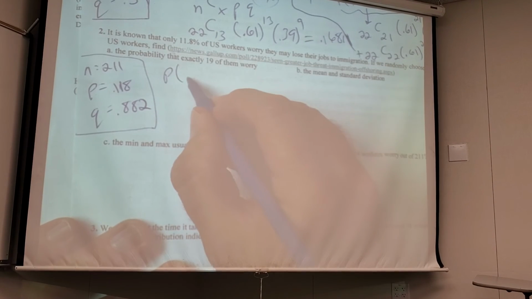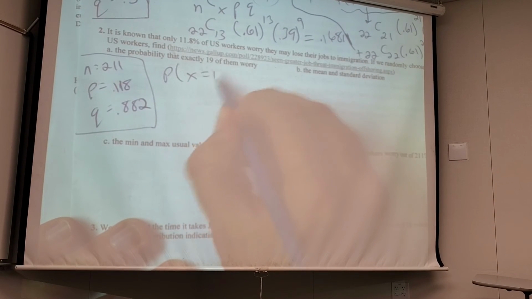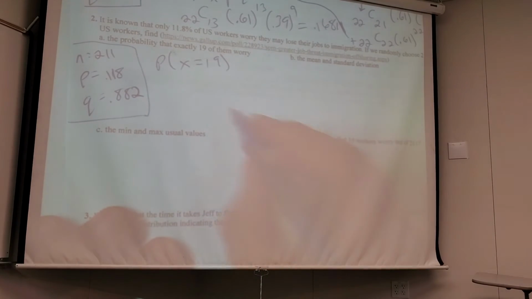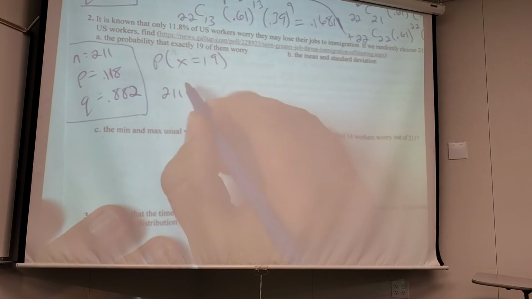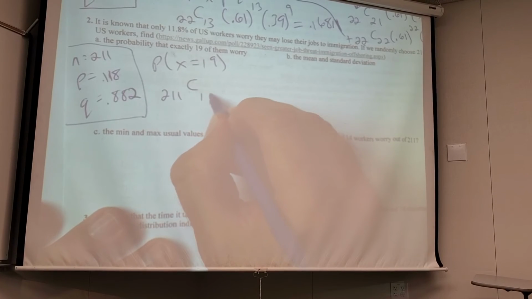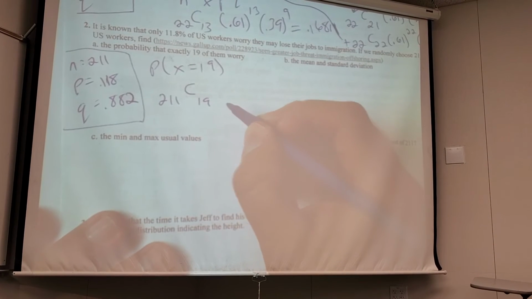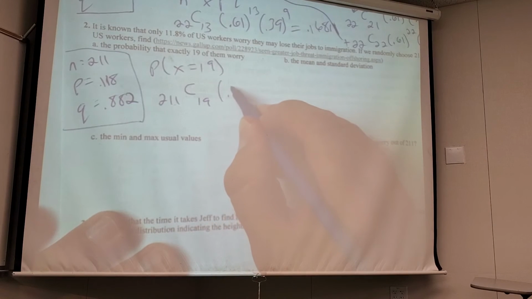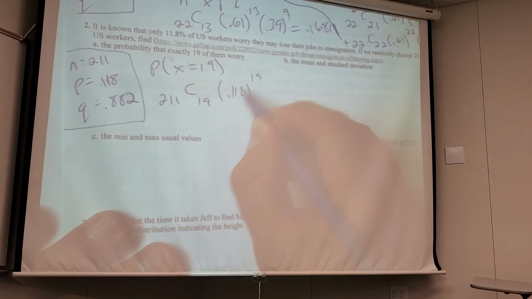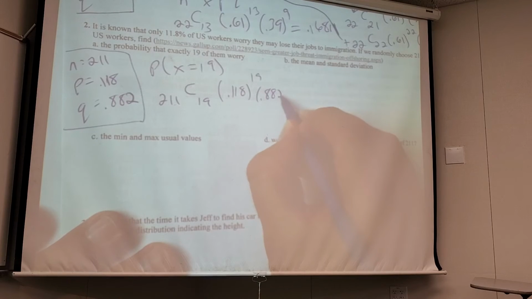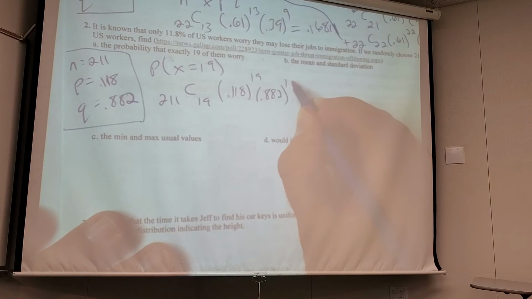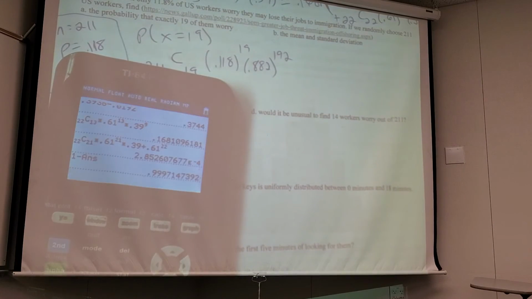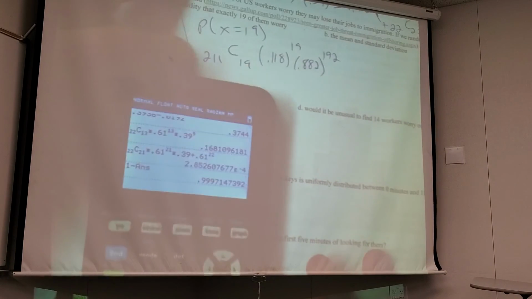What's part A asking for? x equals 19. So then I've got 211 total, choose 19. Now I can just start setting up the formula. 211, choose 19 of them to do this. So of course 19 of them do this. And how many of them do the other thing? 192. Let me see. Can the calculator handle this?